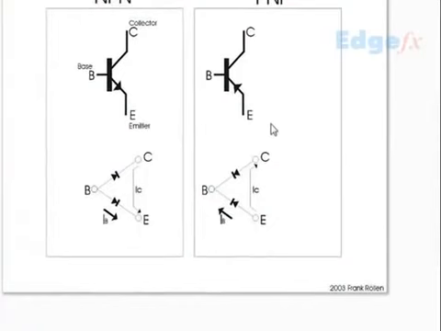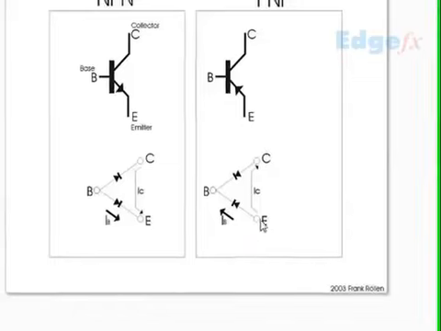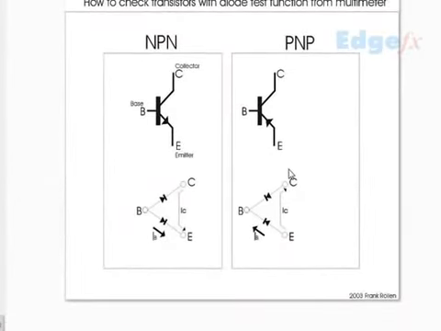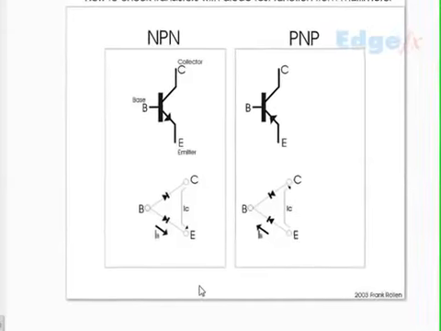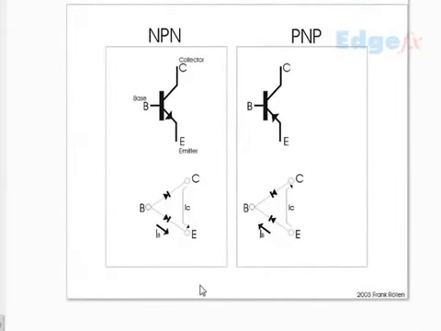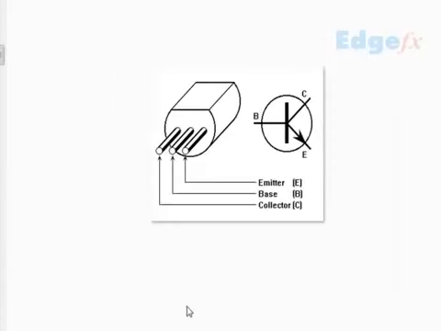As far as PNP is concerned, same thing. The conduction will show from collector to base, also from emitter to base, and no conduction between collector and emitter. So that is the best method of checking a transistor in the diode mode of the multimeter, which we have just seen before while checking the diodes.